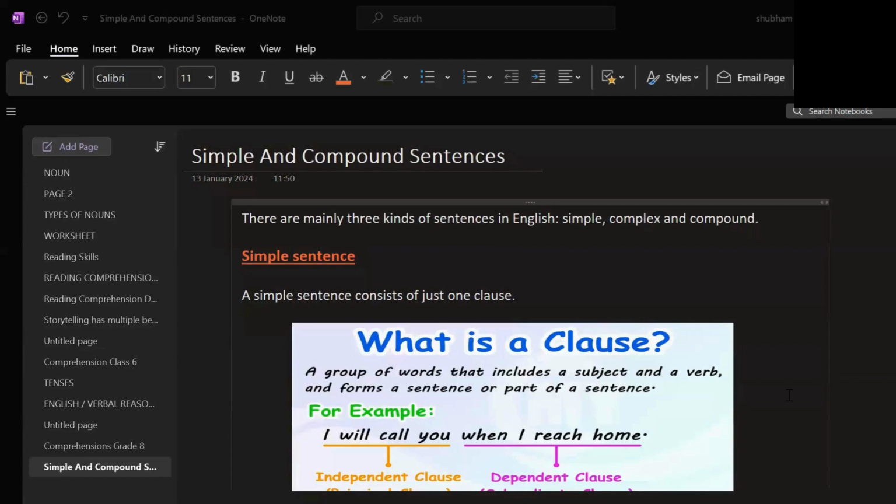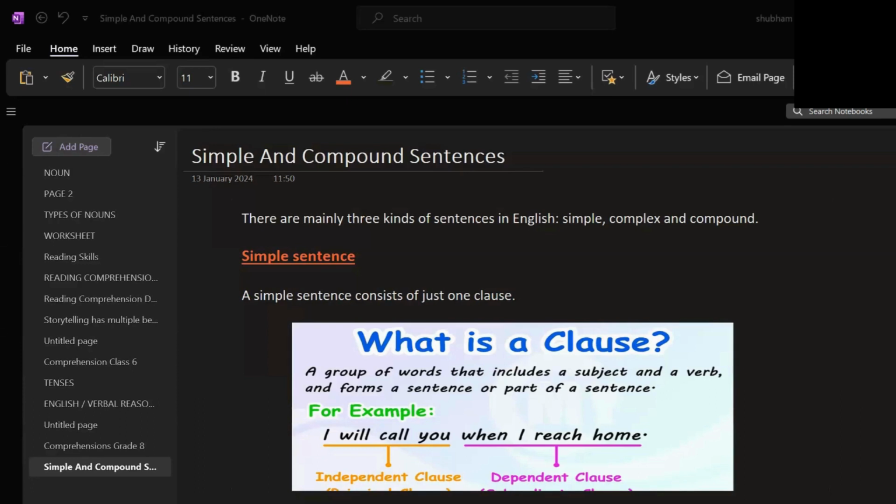So a simple sentence is a sentence which just consists of one clause. A simple clause, that means it's a simple sentence. I'll tell you in very simple language. It includes a subject and a verb and forms a sentence or a part of a sentence. That means it's a simple thing which is telling you about a particular incident. For example, I was running. So what am I doing? I'm doing an action. I am running. It's a simple sentence which is telling about a particular action. There is nothing else happening. I am running. Or I can take, Aris is studying.